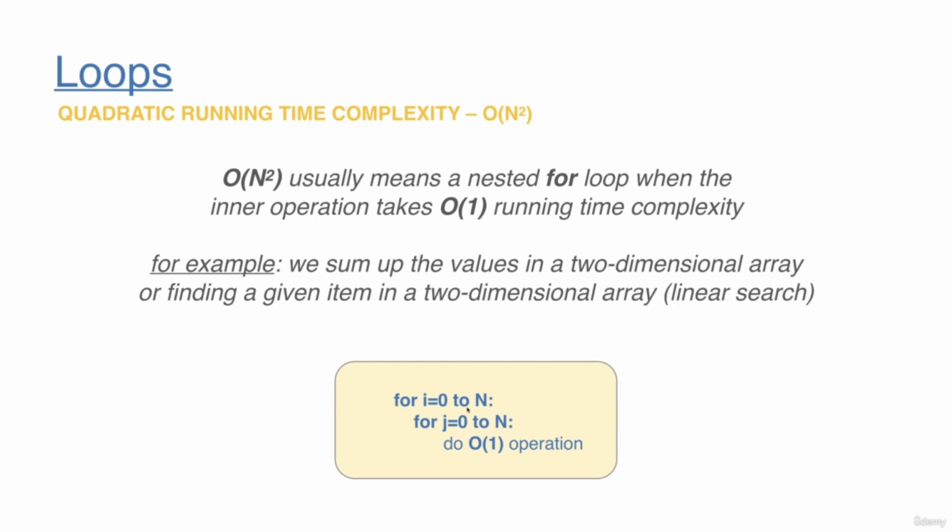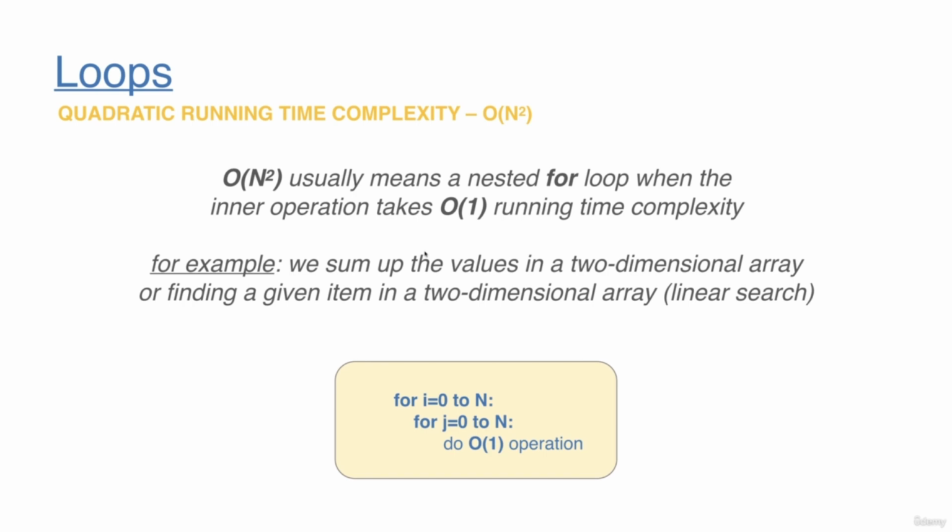So as you can see, in this case we have 2 for loops, for i starting with 0 up to n, and we have a nested for loop j starting with 0 up to n, and the inner operation takes order 1 constant running time complexity. Because we have 2 nested for loops, this is why we end up with quadratic running time complexity.